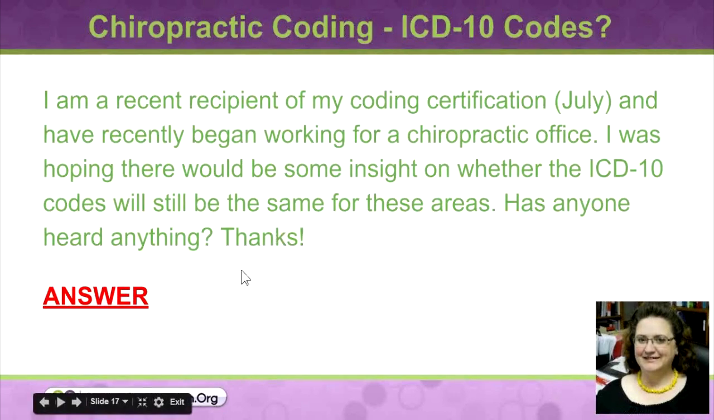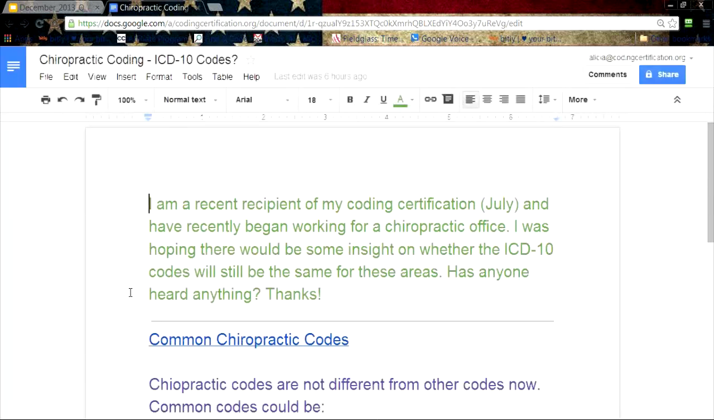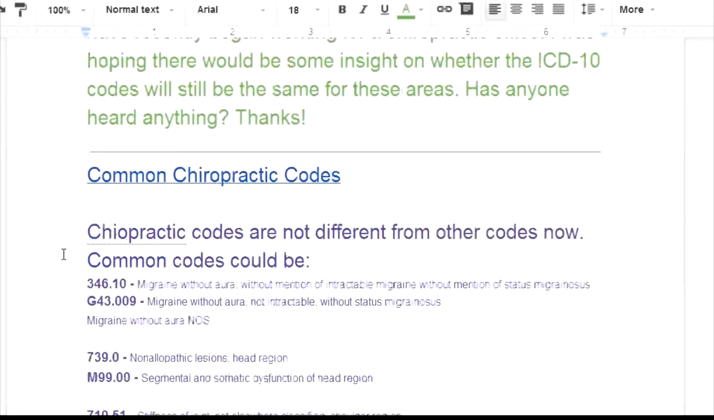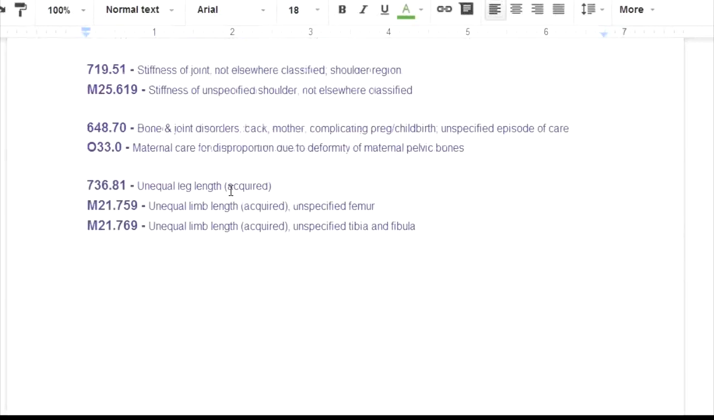Now, in the past there were some specific codes for chiropractors, and it's actually changed so that now they're the same. It's all integrated. So what I did was I found a fantastic website for common chiropractic codes, and it was really long. I don't know if I've got that link, but if you Google common chiropractic codes, that will come up. I thought maybe I saved the website, but I didn't.